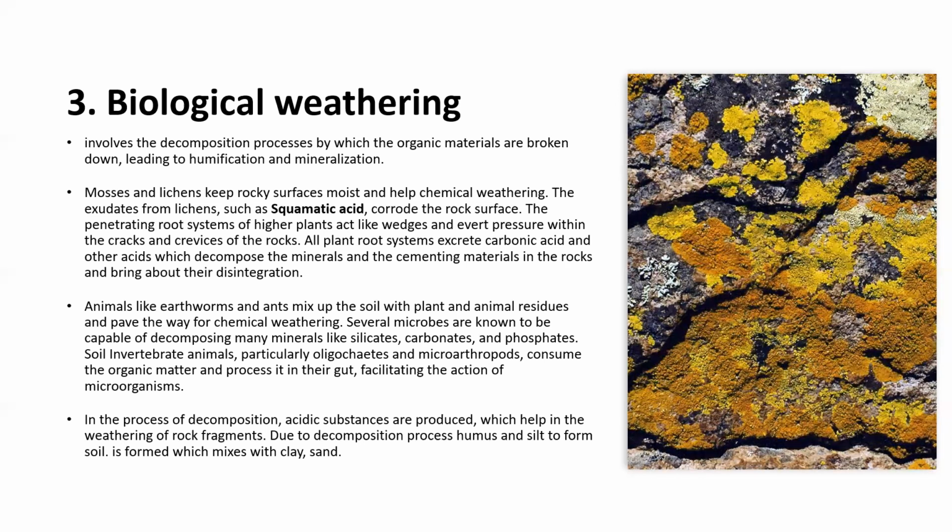such as algae, fungi, bacteria, lichens, mosses, earthworms, arthropods, and so on. Mosses and lichens keep rocky surface moist by holding water and they help in the chemical weathering as well. The exudates from lichens such as squamatic acid corrode the rock surface. The penetrating root system of higher plants, like you have seen taproot system, acts like wedges and exerts pressure within the cracks and crevices of the rocks. All plant root systems excrete carbonic acid and other acids which decompose the minerals and the cementing materials in the rocks and bring about their disintegration.